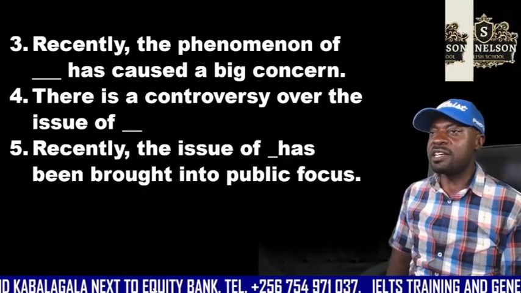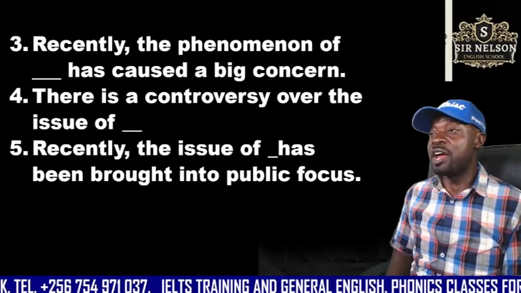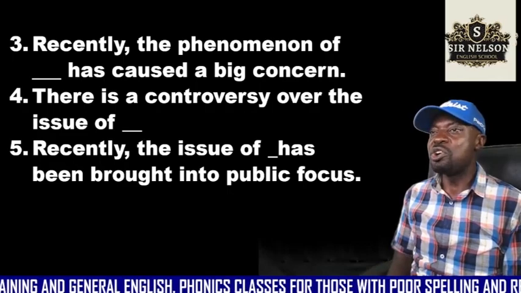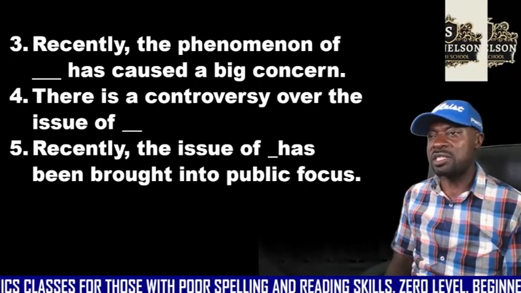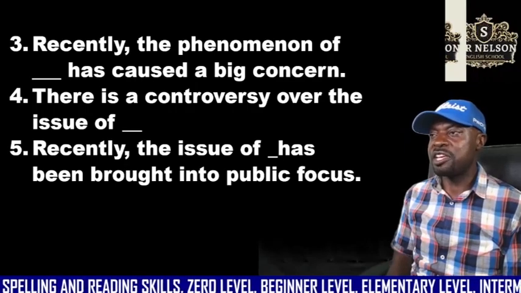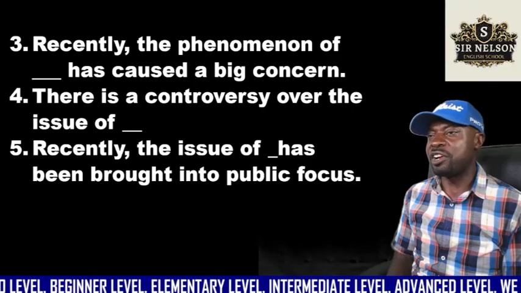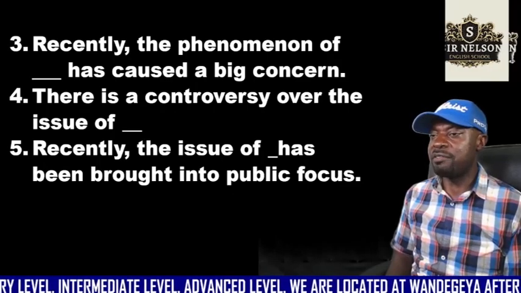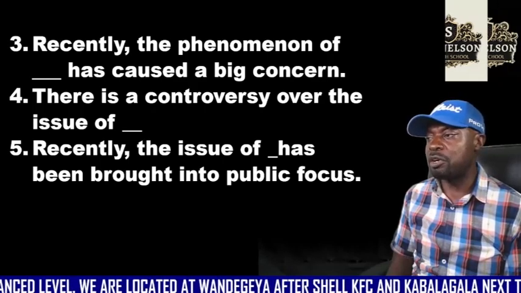Number three, recently, the phenomenon. Phenomenon means issue, so you don't have to say issue all the time. Recently, the phenomenon of the internet has caused a big concern. Number four, there is a controversy. A controversy is an issue, a subject, but usually one where people cannot agree. There is a controversy over the issue of the internet. Number five, recently, the issue of the internet has been brought into public focus.